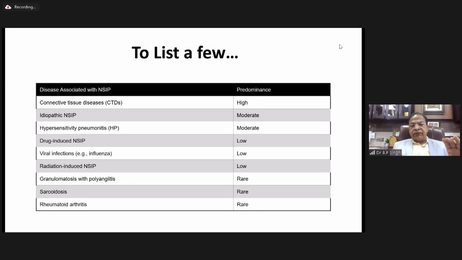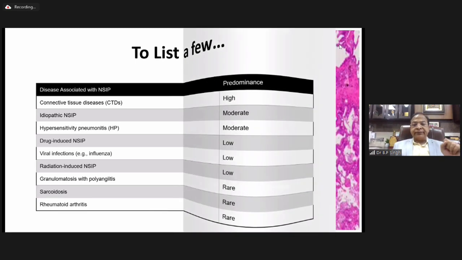So to list a few, what are the common things associated with NSIP? CTD's predominance is high, idiopathic NSIP is moderate, and HP is a moderate association. However, drug-induced, viral infection, and radiation-induced NSIP have low predominance. Granulomatosis with polyangiitis, sarcoidosis, and rheumatoid arthritis have a rare connection with NSIP.